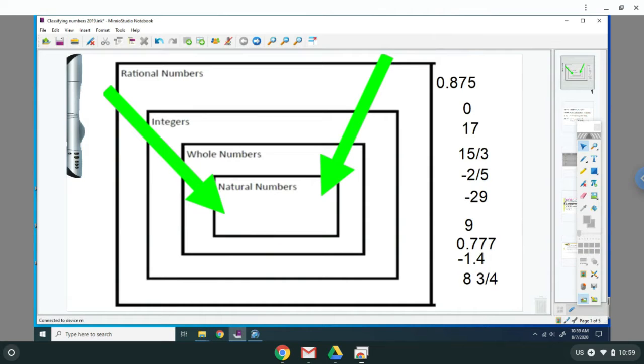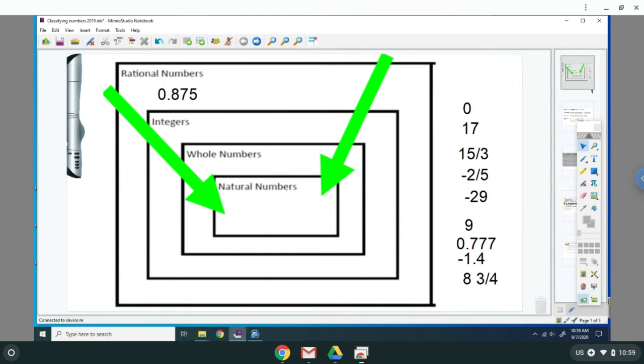So first number is 0.875. So it's a decimal. First things first, every single number is rational. So every number can go into this box. But now you got to see if they can go into the integer box. Well, this is a decimal. No decimals can go into integers. So 0.875 has to stay in rational.